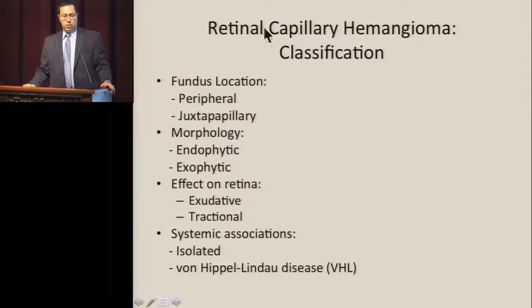So when you want to classify these tumors, you can do it in different ways. Based on location, they can be peripheral. Many of them are juxtapapillary, around the optic nerve head. They can be endophytic, growing into the vitreous on the surface of the retina, or growing deep under the retina. They can cause exudation. They can cause traction. They can have systemic associations or maybe be isolated. If there are systemic associations, it's usually with VHL disease.